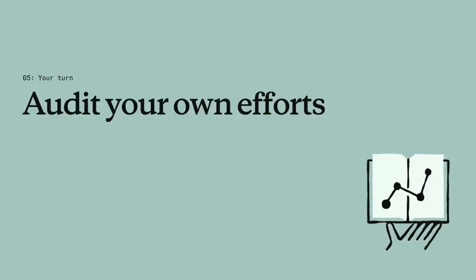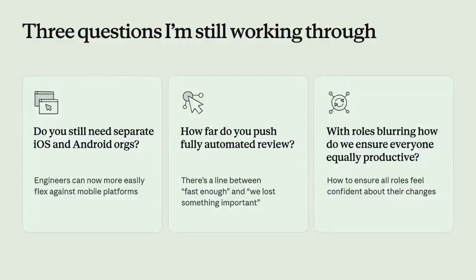Okay, my last section is to audit your own efforts. I'll share transparently that I still have a couple of questions I'm asking myself. The iOS and Android org is a very interesting one. When engineers can now more efficiently flex across different mobile platforms, does the traditional way of having an iOS team and an Android team still make sense? That's something I'm still thinking through.